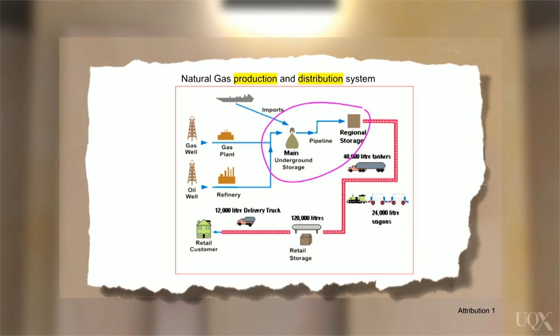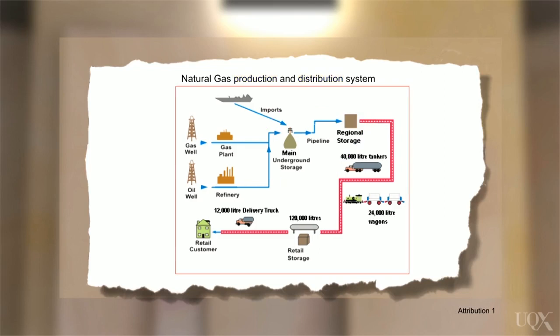Storage seems to also be an important stage in the process. So for our overview, we can say that this flowchart depicts natural gas production, storage, and distribution. Now, let's go on to look at how we can select and group the information in the visual when we write the rest of the summary.